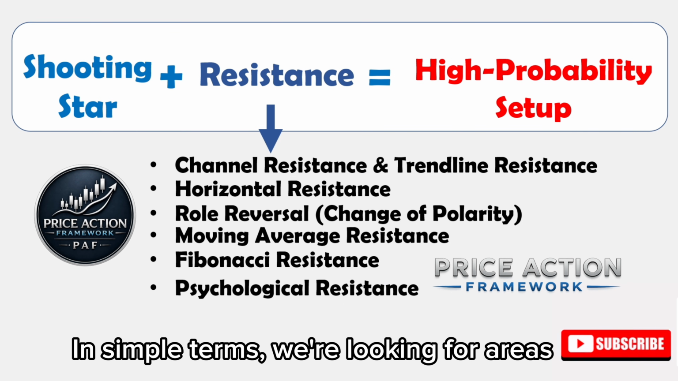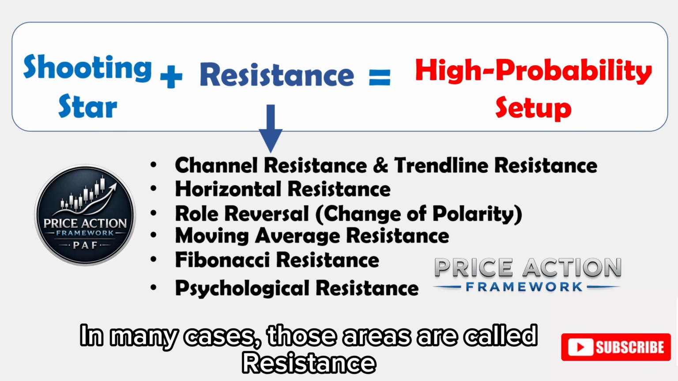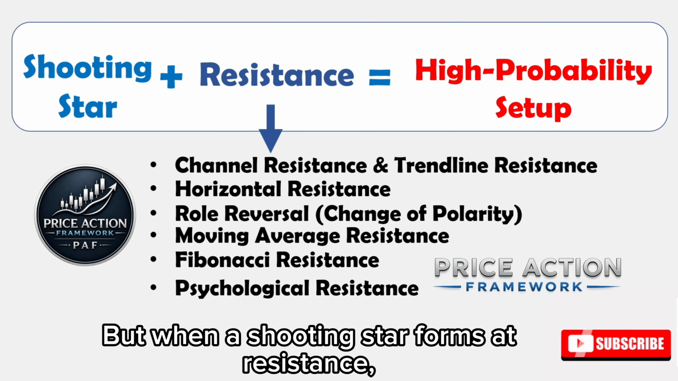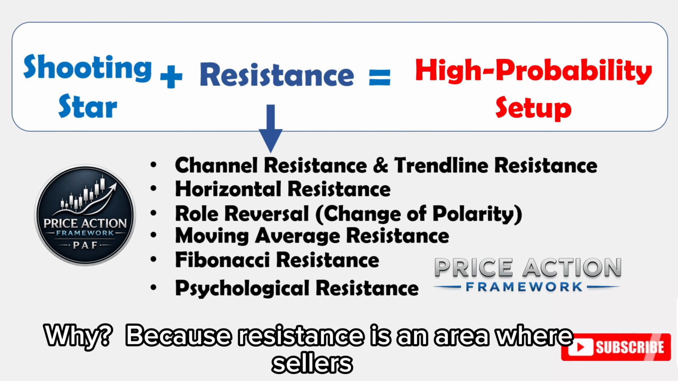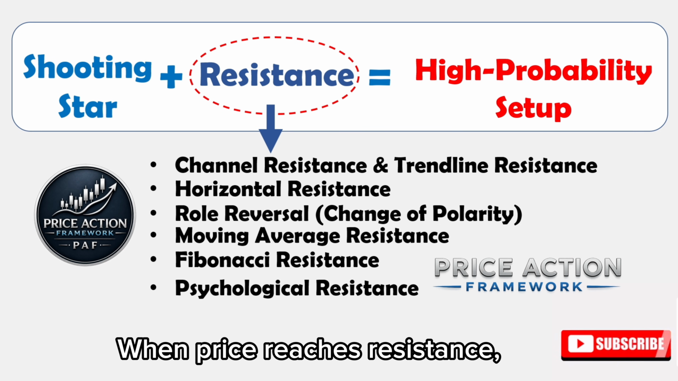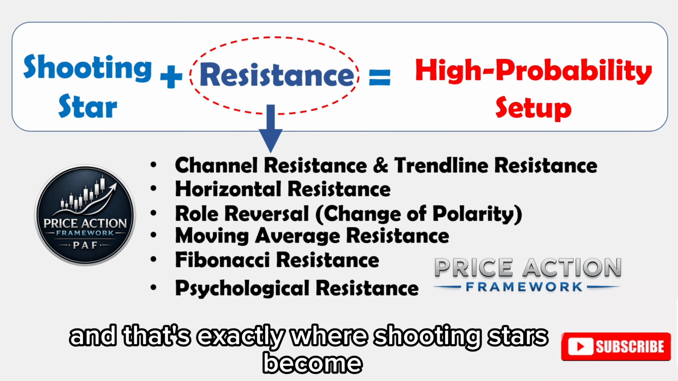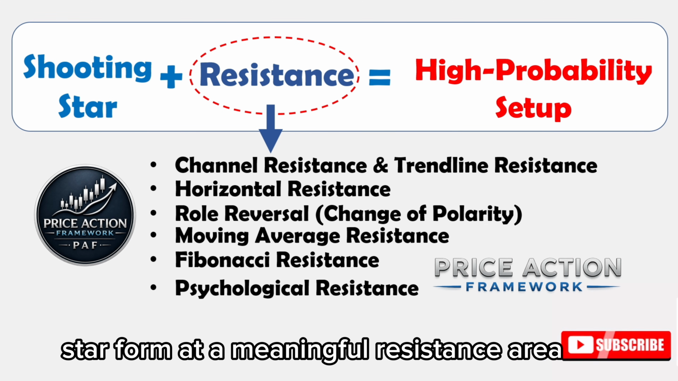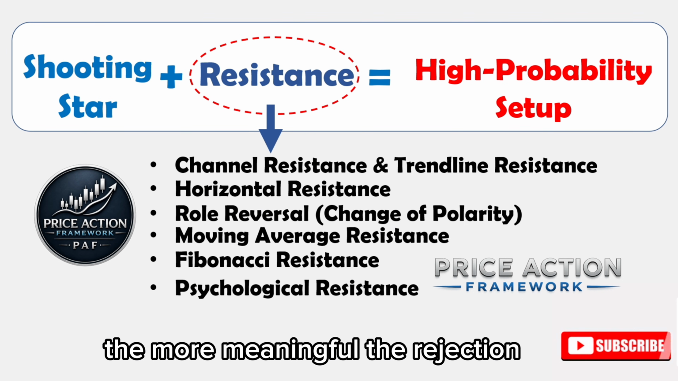In simple terms, we're looking for areas where sellers are likely to defend price. In many cases, those areas are called resistance. A shooting star by itself is simply a candlestick pattern. But when a shooting star forms at resistance, it becomes much more significant. Why? Because resistance is an area where sellers have previously shown they're willing to defend higher prices. When price reaches resistance, buyers and sellers begin to battle for control. And that's exactly where shooting stars become interesting. In the price action framework, we want to see a shooting star form at a meaningful resistance area. Because the more meaningful the resistance, the more meaningful the rejection.